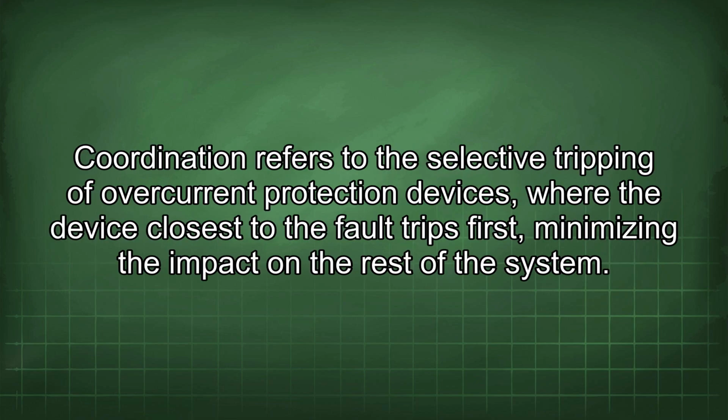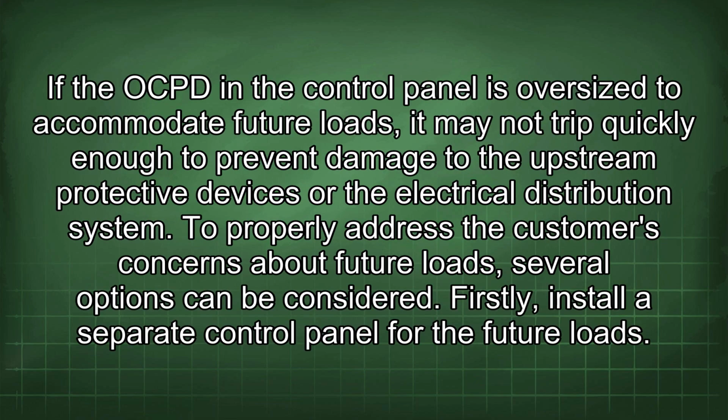Coordination refers to the selective tripping of overcurrent protection devices, where the device closest to the fault trips first, minimizing the impact on the rest of the system. If the OCP in the control panel is oversized to accommodate future loads, it may not trip quickly enough to prevent damage to the upstream protective devices or the electrical distribution system. To properly address the customer's concerns about future loads, several options can be considered.